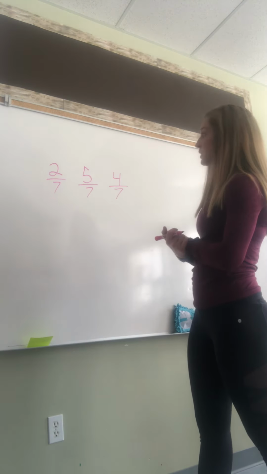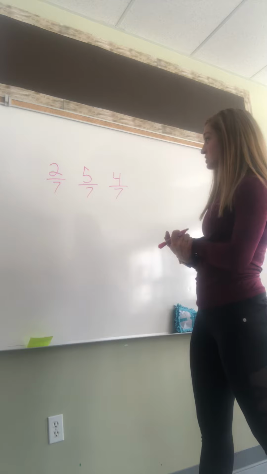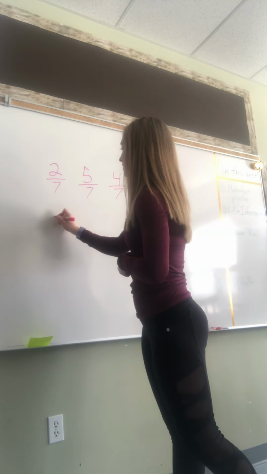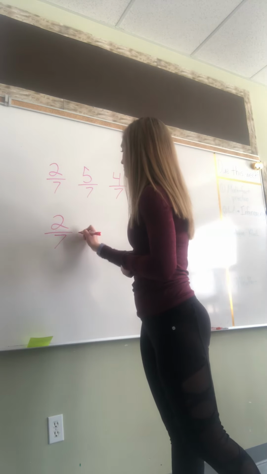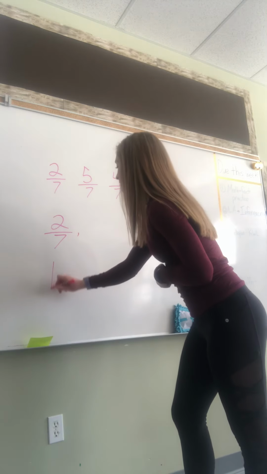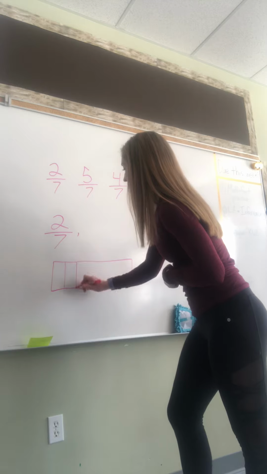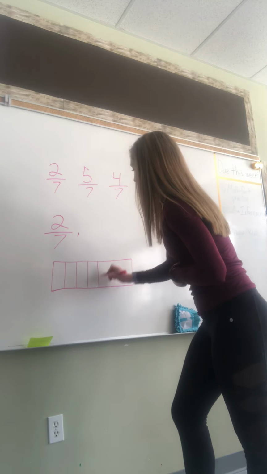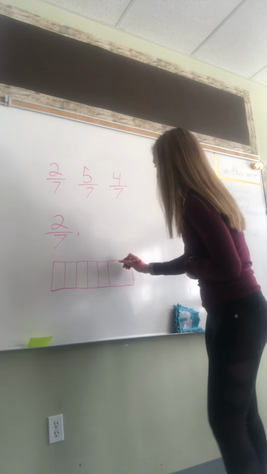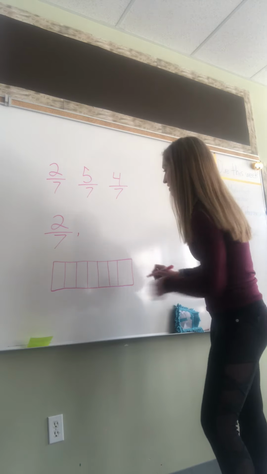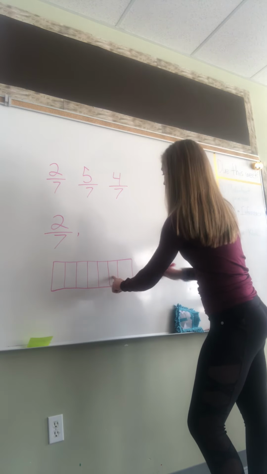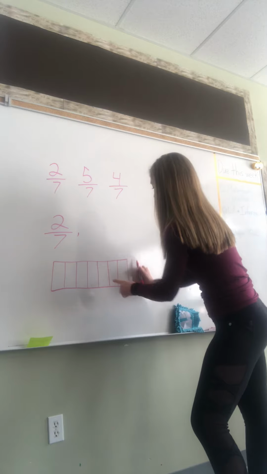So in this case here, we have 2/7, 5/7, and 4/7. So we know that, well, 2/7 is going to be less. If I drew a picture here, I'm going to divide this into 7 equal parts. Now this isn't going to be perfect because I'm not measuring right now, so it's just going to be close. And then I'll actually erase that.